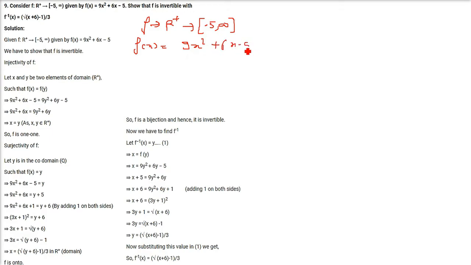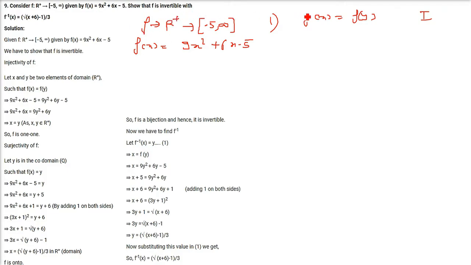First of all we have to prove that it is invertible, and then f inverse of x will be this value. So first we have to make it invertible, so we have to show it as bijective. First we'll show it as 1 to 1. So f(x) = f(y), and if f(x) = f(y) gives x = y, then we can say that this is 1 to 1, or injective.